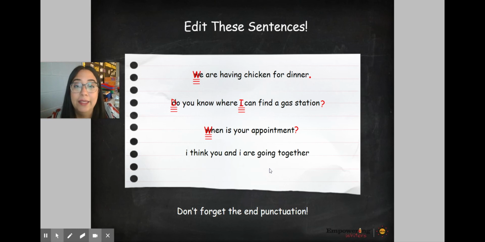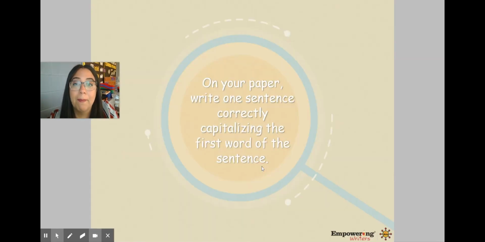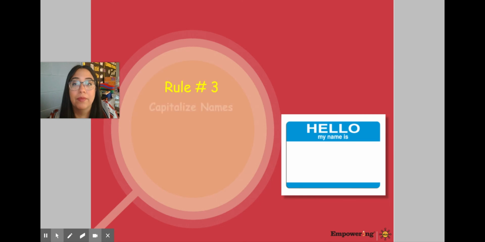The next one is, I think you and I are going together. I see here it needs to be capitalized for 2 reasons. 1, it's the letter I and it's by itself. And 2, it's the beginning of a sentence. So that definitely needs to be capitalized. I think you and I are going together. The other I needs to be capitalized as well. And it's just a regular sentence, so we would use a period there. So that is all for the rules that we are going to review today.